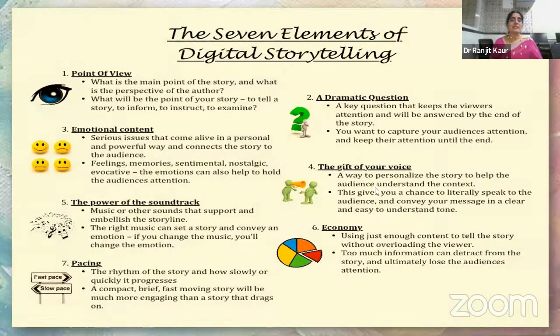Then the important 7 elements of digital storytelling. First of all, we have to keep in mind the point of view, what is the main point of the story and what is the perspective of the author. So what we want to tell in a story, whether we want to inform, whether we want to instruct, whether we want to analyze or examine. So first of all, our point of view should be clear.